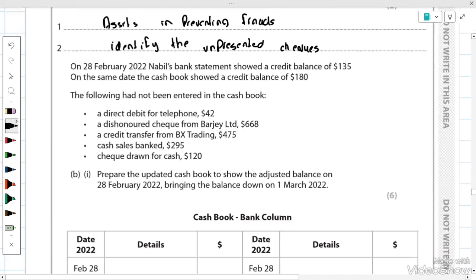Okay, so on 28th February 2022, Nabil's bank statement showed a credit balance of $135. On the same date, the cash book showed a credit balance of $180. The following had not been entered in the cash book. Prepare updated cash book to show the adjusted balance.